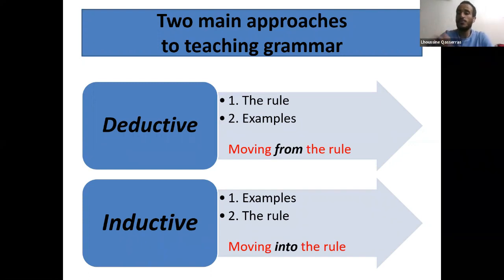So in deductive we start from the rule. Inductive, examples. Why examples? Examples stand for context, contextualization. Pictures, story, text, conversation, etc. And then you ask them questions, color coding, you underline to observe the form. So we are moving into the rule. So there is no perfect approach, it depends on the lesson. If you have a very complicated grammar lesson, maybe deductive is the best. If you have an easy grammar lesson, maybe inductive is the best in this situation.